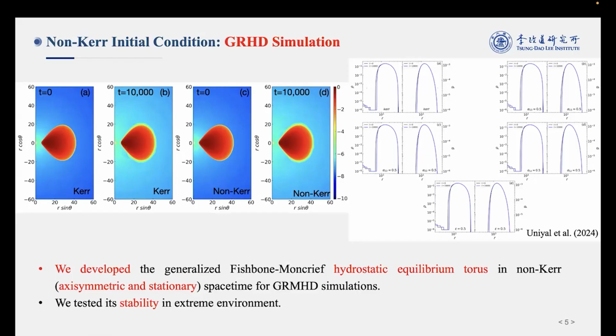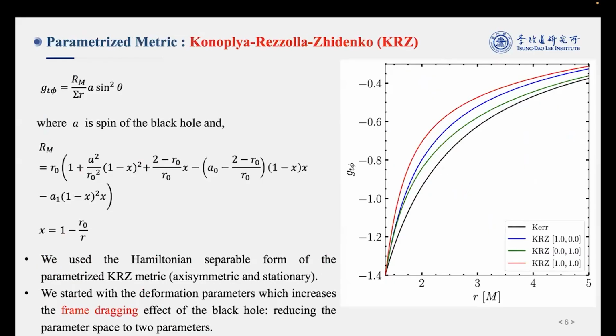So once we have this initial torus solution, which can be used for any axisymmetric and stationary vacuum space-time, the next thing we need is space-time metric information, which can be used in a generalized form. You don't want to perform all of the simulations in different black hole solutions, but you want to do it in a more generalized way. For that, we looked into something called a parameterized metric known as the Konoplya-Rezzolla-Zhidenko, KRZ, metric.